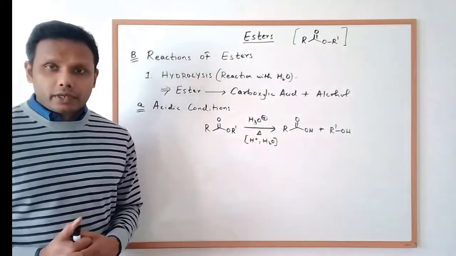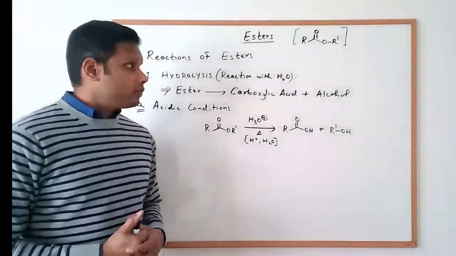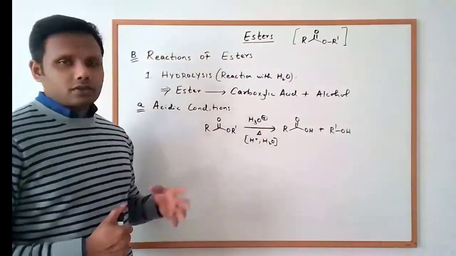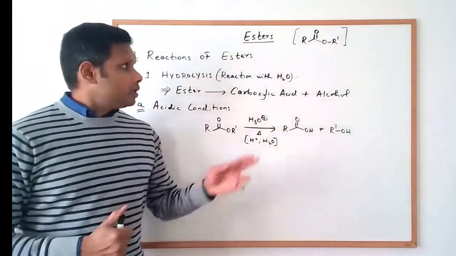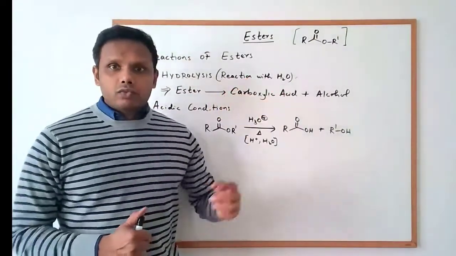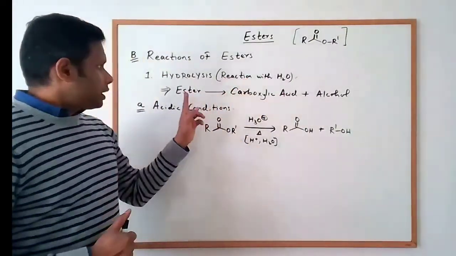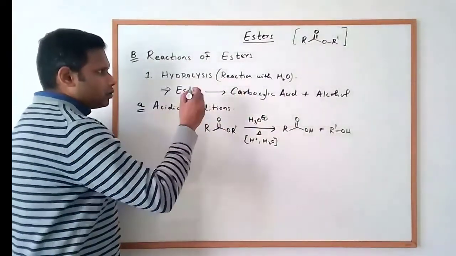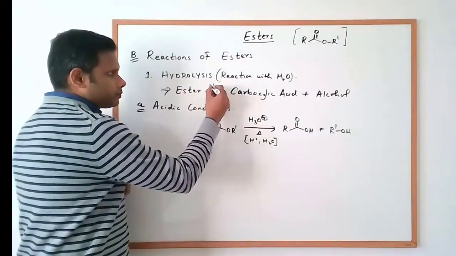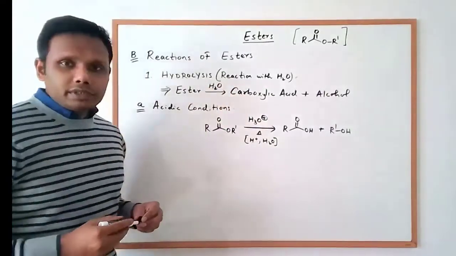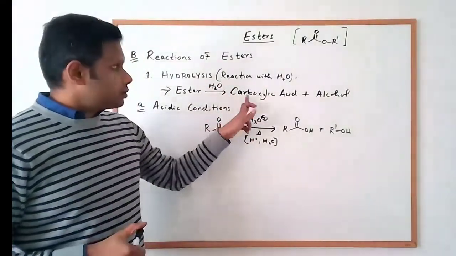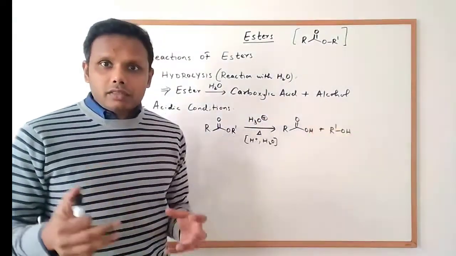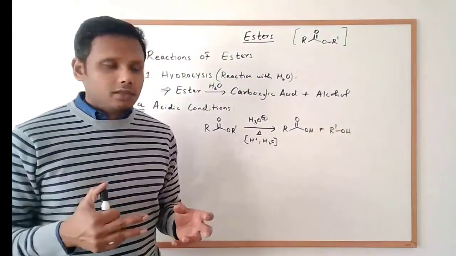Next, we are going to look at the reactions of esters. One of the first reactions of esters that we're going to talk about is the hydrolysis of esters. This is the reaction of esters with water. When an ester undergoes hydrolysis, the ester is converted to the carboxylic acid and the alcohol that constituted the ester.